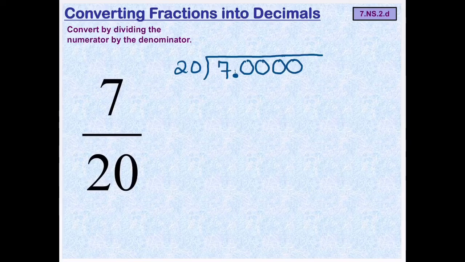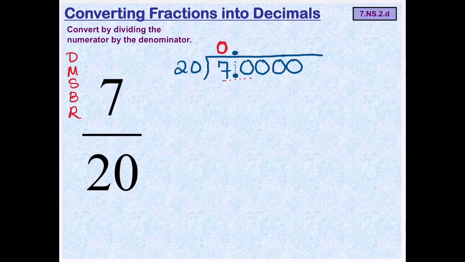Now that decimal point comes straight up into the quotient, so make sure you bring that straight up. And let's start dividing. So let's follow the dad, mom, sister, brother, rover algorithm. And then 20 does not divide into 7, so we're going to put a 0 up there in the quotient. And then we're going to divide 20 into 70 first. 20 into 70. How many 20s divide into 70?